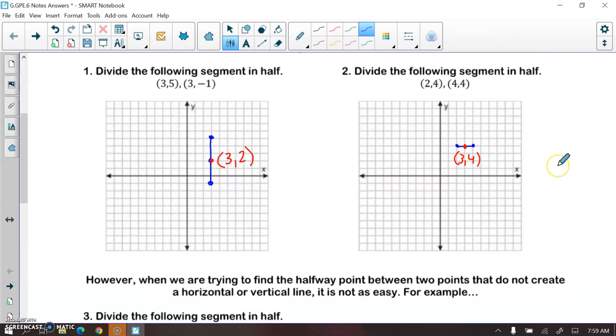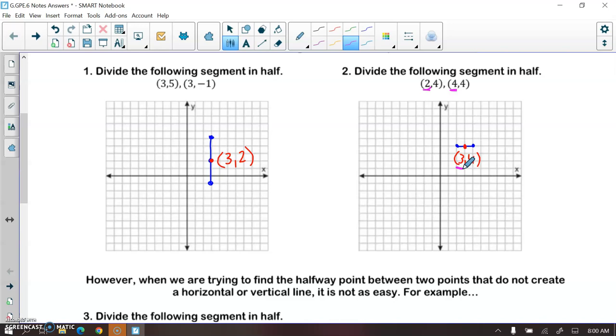Let's look at number 2 to see what happened between my two x values. My two x values were 2 and 4, and I wound up with the midpoint x value being 3. So what mathematical thing could we do to the 2 and the 4 to get the 3? Well, I can't do just 2 plus 4. That wouldn't work. I can't do 2 minus 4. That wouldn't work. But what if I did (2 plus 4) divided by 2? 2 plus 4 is 6, divided by 2 is 3.